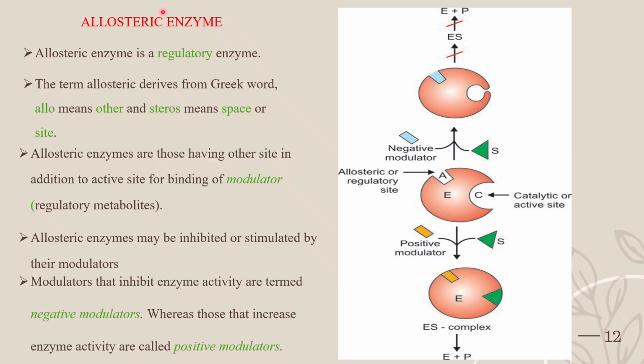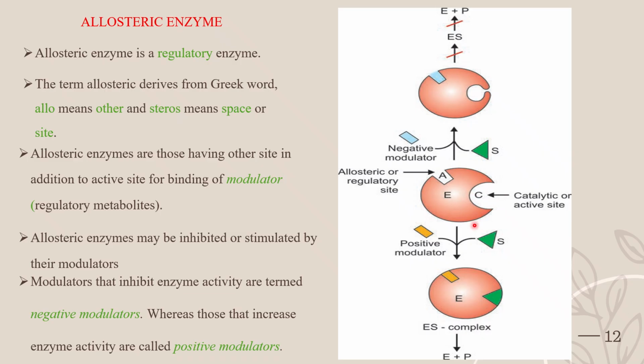Now, an allosteric enzyme is a regulatory enzyme. The term allosteric is derived from the Greek word allo, meaning other than the actual binding site. So allosteric enzymes are those having other sites, in addition to the active site, for the binding of a modulator. Allosteric enzymes may be inhibited or stimulated by a modulator. The modulators that inhibit the enzyme activity are termed negative modulators, whereas those that increase the enzyme activity are known as positive modulators.